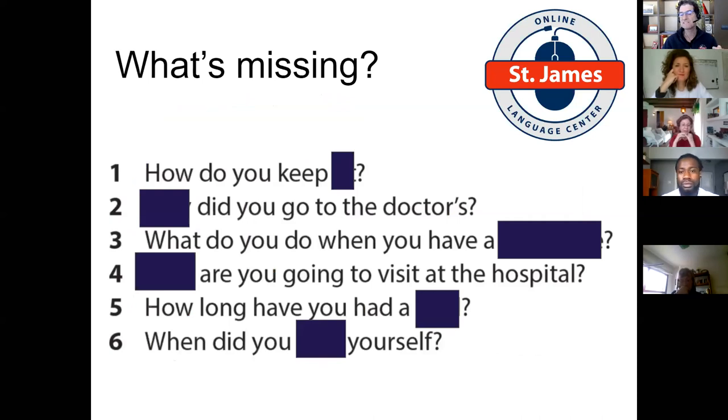What's missing? This is a typical exercise in most course books. But what I do is I hide some of the words to make it more interesting, to make it more engaging. If we give them everything, they just don't pay attention. They just say, oh, it's there. But if we hide some things, or if they have to do something with that, they're more likely to pay attention. So I would elicit, okay, what's number one?